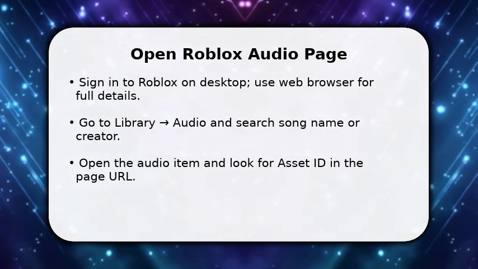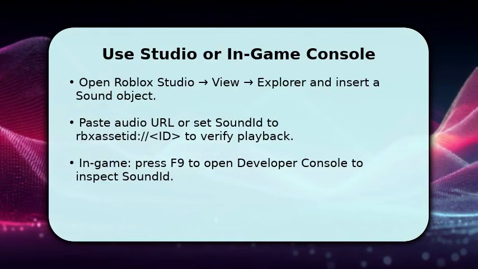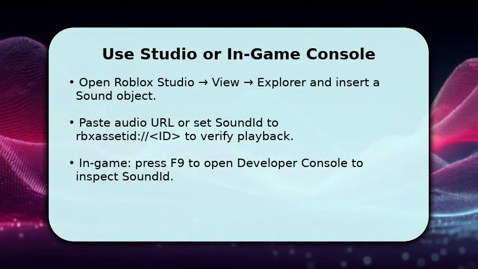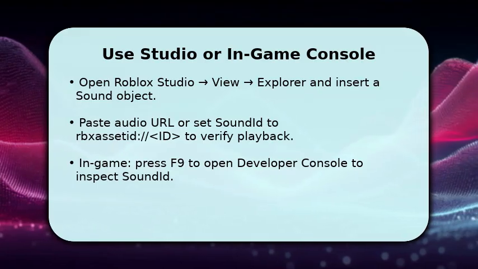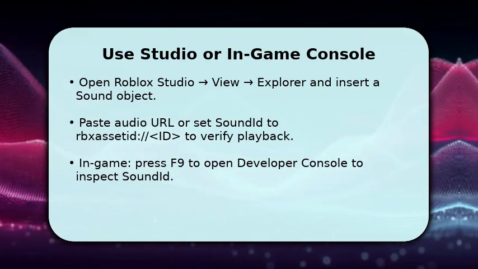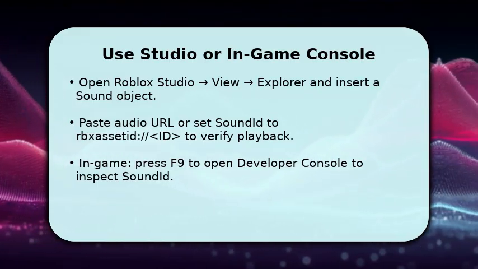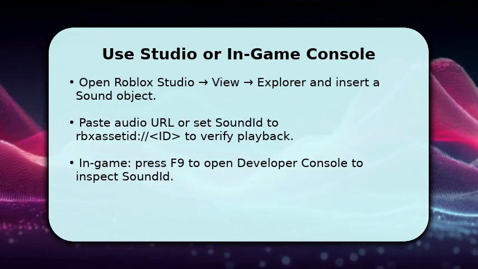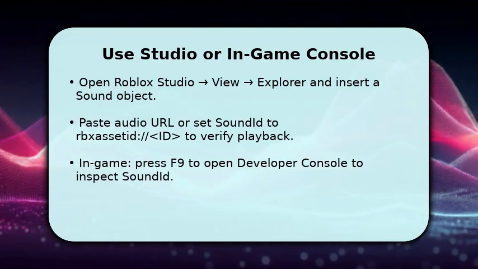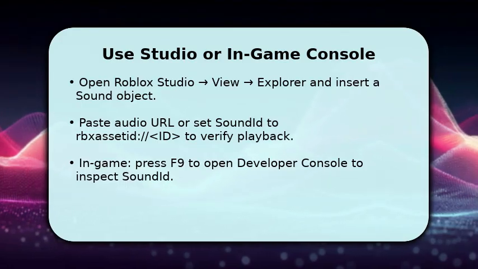Next, verify and extract the ID using Roblox Studio or the in-game console. In Studio, insert a Sound object, paste the audio URL or set the Sound ID to rbxassetid:// plus the number. Press play to confirm the file loads. Once done, you'll see the exact ID used.